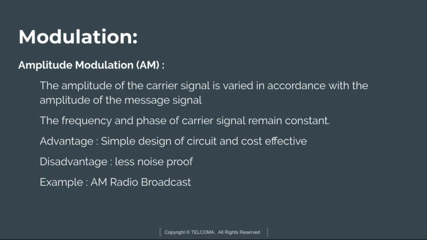Next let's discuss analog modulation, that is amplitude modulation. Here the amplitude of the carrier signal is varied in accordance with the amplitude of the message signal. So the frequency and the phase of the carrier signal remain the same. The advantage of amplitude modulation is that it has a simple circuit design and is low cost. The disadvantage is that this is a less noise-proof modulation process. An example of amplitude modulation is its use in AM radio broadcast.